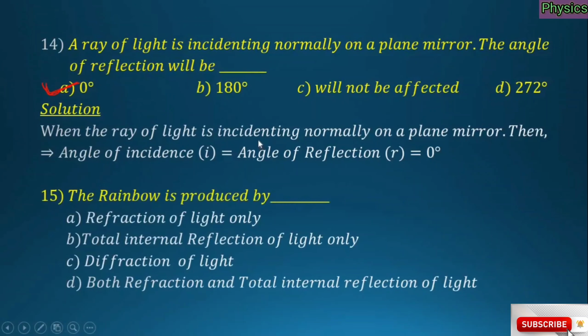In question number 15 we have: the rainbow is produced by refraction of light only, total internal reflection of light only, diffraction of light, both refraction and total internal reflection of light. Option D is the answer. The rainbow is produced by both refraction and total internal reflection of light.